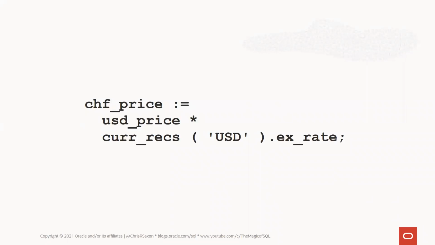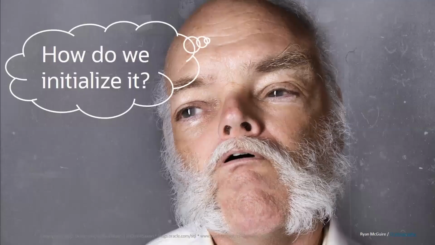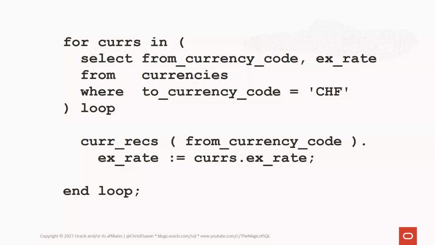So that's great. But the question becomes, how do we actually initialize that array, right? How do we load the values into that array? And this is something that was a bit tricky to do in Oracle database, in PL/SQL in particular, in the past. You'd have to do something like this, a cursor FOR loop, where you iterate through the items, and each iteration assign the value to that array item. So, you know, it works, but it's kind of a lot of code.